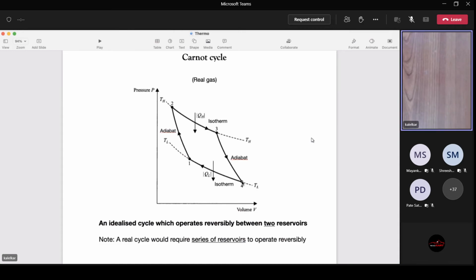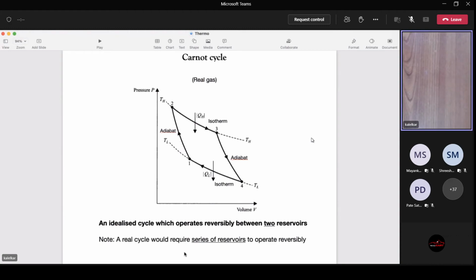Then you again compress it isothermally, reversibly isothermally, back to point 1, because you want to hold the temperature at the low temperature reservoir and you're compressing it, the temperature of the gas will increase, but you don't want it to increase, so you'll have to throw out heat, QL. Okay, heat QL will be thrown out. So Carnot cycle is an idealized cycle which operates reversibly, between two reservoirs. This is not the picture of a real cycle. This is an idealized process.